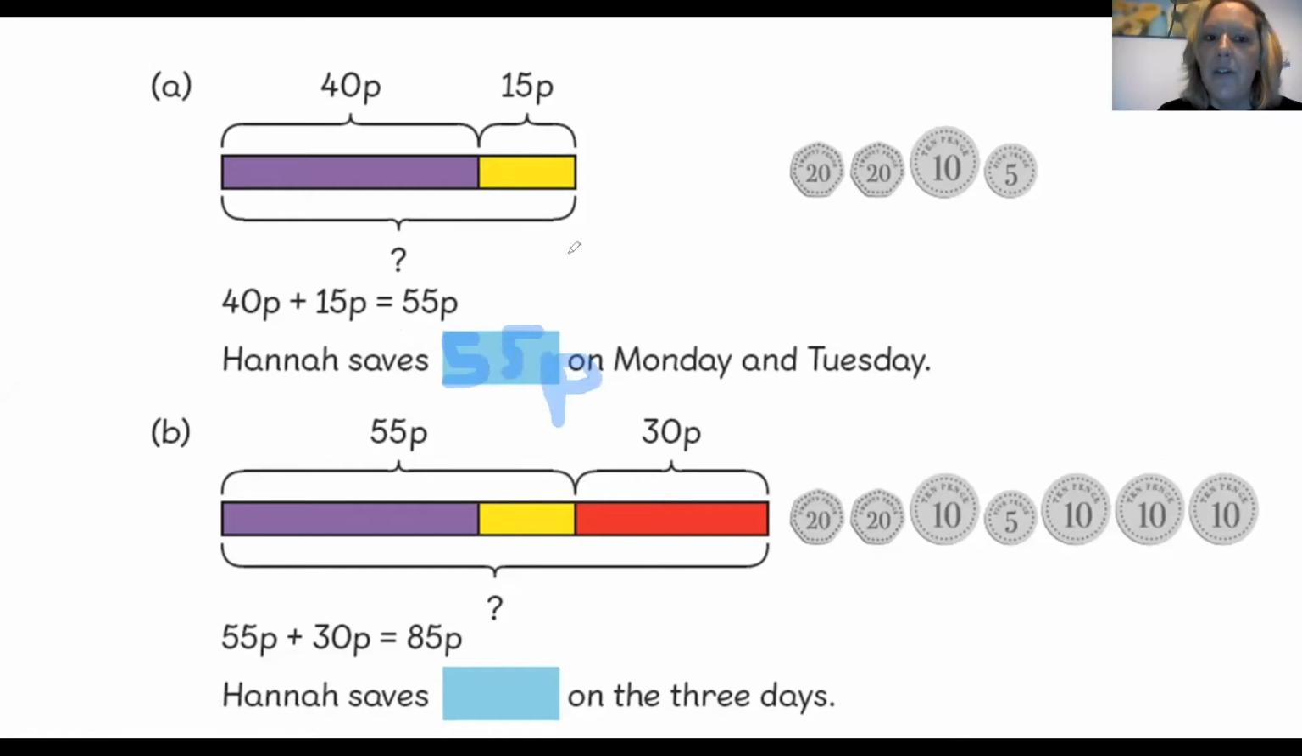And now that we know the first part of this problem, we can put this in our second part of the bar model, because this is what she saves on all 3 days. So she saves 55p and then another 30p. So 55p plus 30p equals 85p. So our answer is 85p.